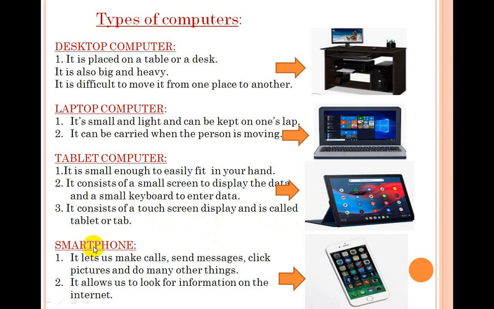Next, coming to smartphone. It lets us make calls and send messages, click pictures and do many other things. It allows us to look for information on the internet. So you can see here, it is your smartphone. You can make calls as well as send messages and do so many things, like you can listen to music, watch movies and videos, and play songs. Many things you can do in your smartphone also.